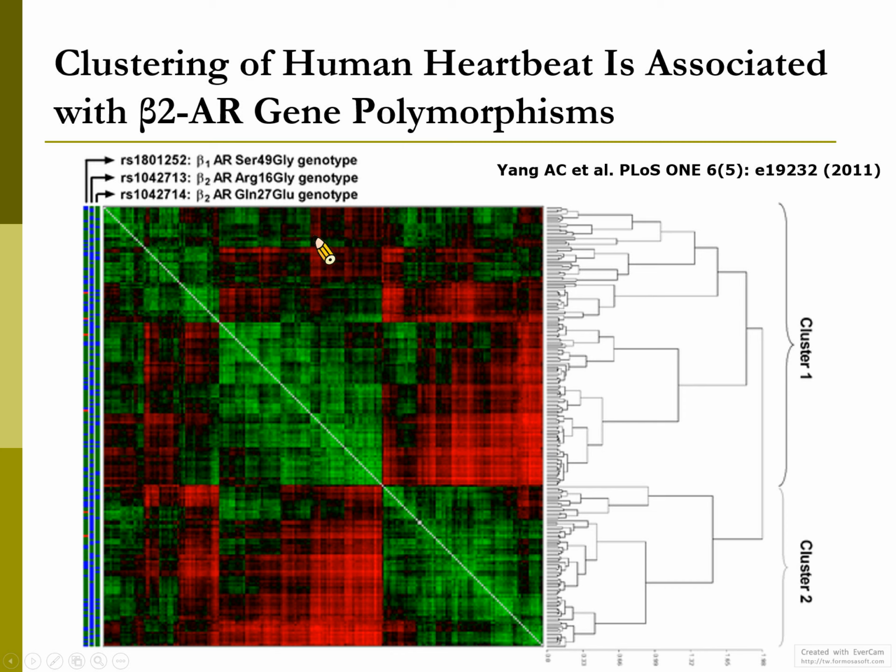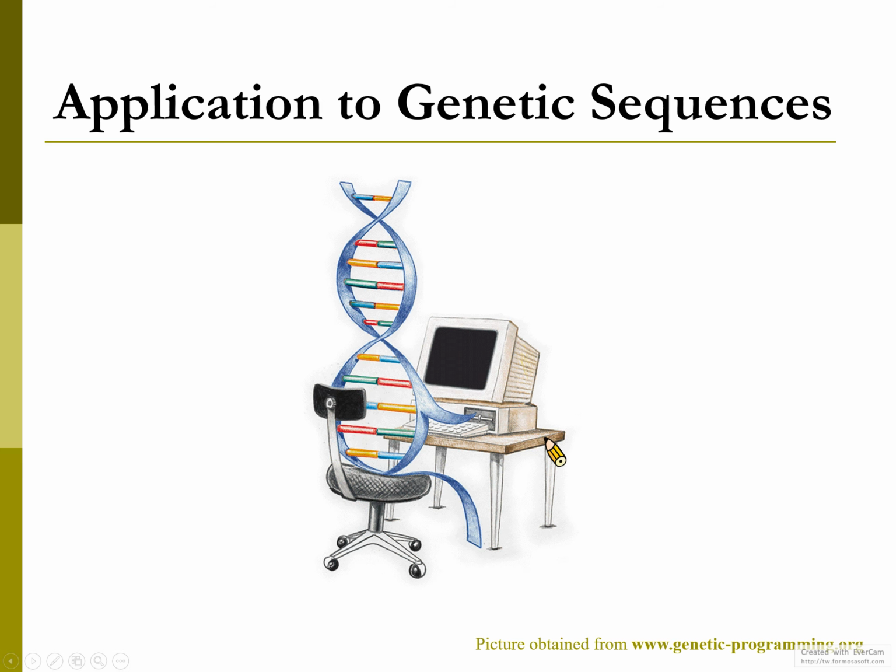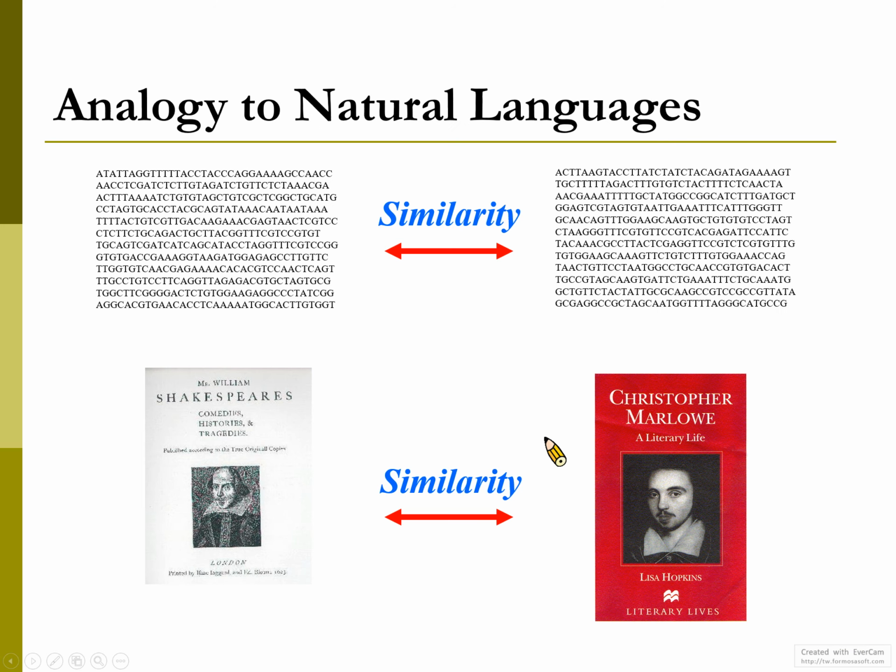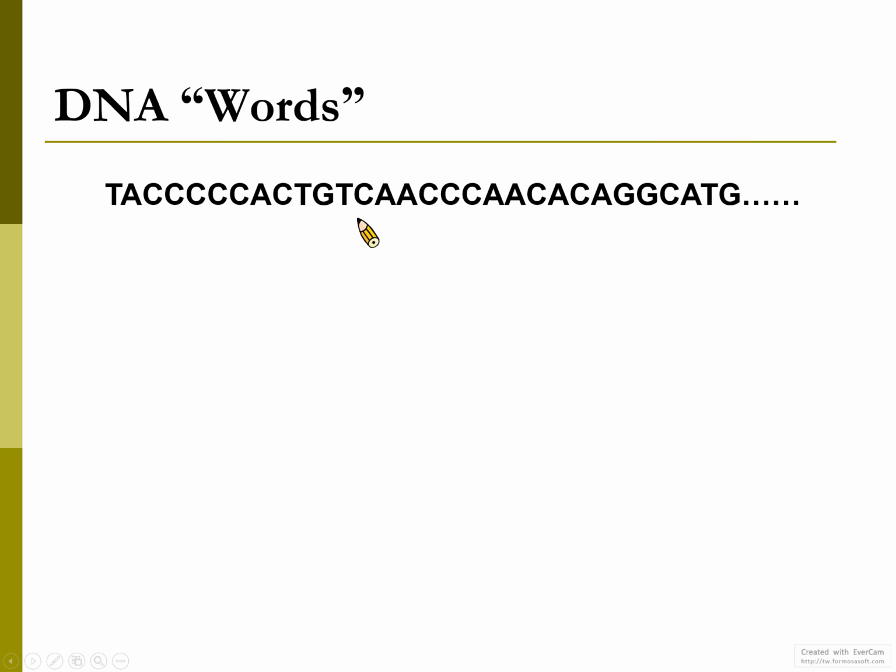Not only genetic profiles, but also the human heartbeat is quite a time series data. Then we can cluster this time series data into different clusters. And of course, we can apply this to genetic sequences. And it's very similar between the genetic sequences and also the literature data. So we use different words as a sequence. And likewise, in the genetic data, we have different codons or genetic base pairs.